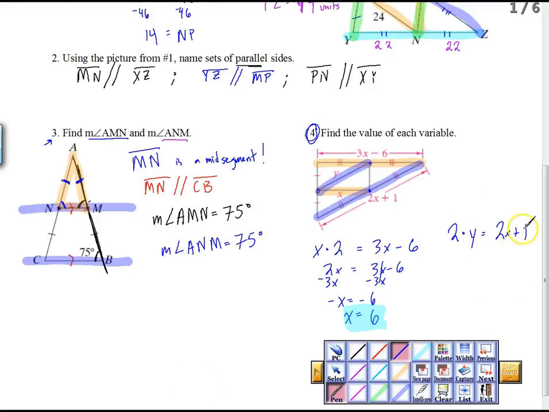If you did this first, you would have seen an x and y, and then say, I can't solve for that. So that's why we went back and that's why we solved for the x first, because now that I have 6, it's just a simple substitution problem, and I can do, well, 2y equals 2 times 6 plus 1. So 2y equals, well, 12 plus 1 is 13, divide by 2, y is 6.5.